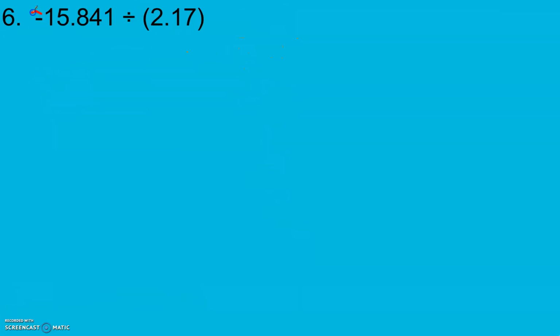And in 6, I have one negative, so my answer is going to be negative. My first number goes inside. My second number outside. Now I move my decimal 2 places. So I move 2 places inside as well. I want my outside, my divisor, to be a whole number. Now I check. 217 goes into 158 0 times, so then we check 1,584. And it goes in there 7 times.